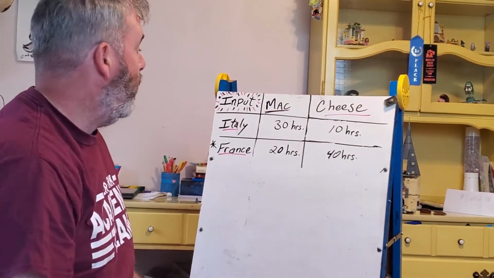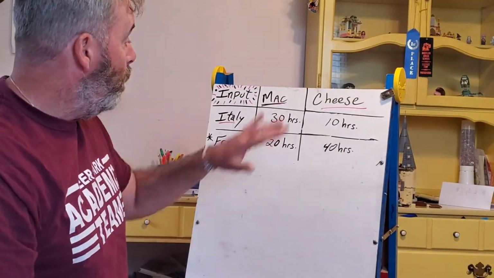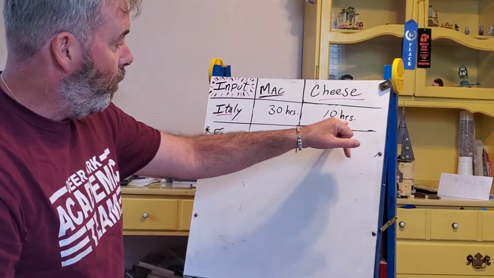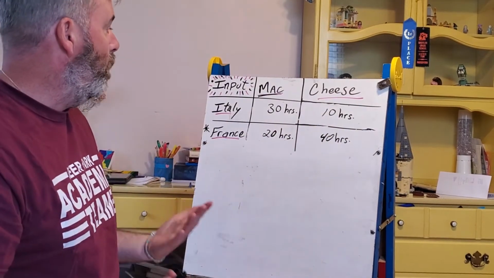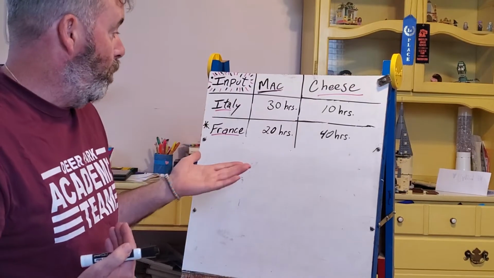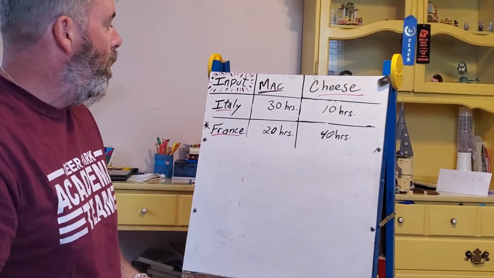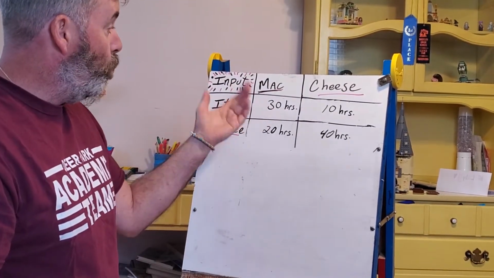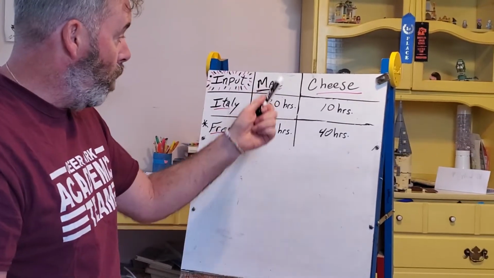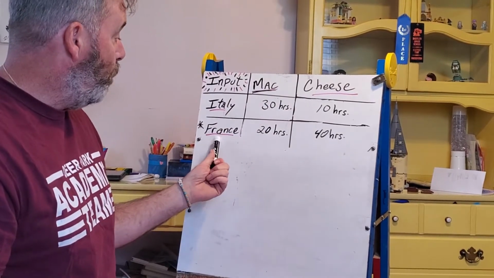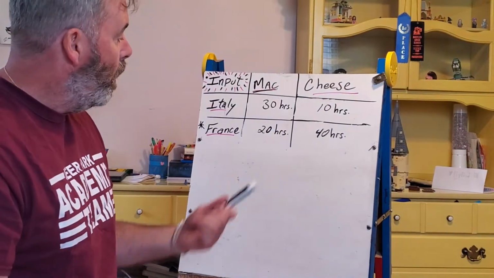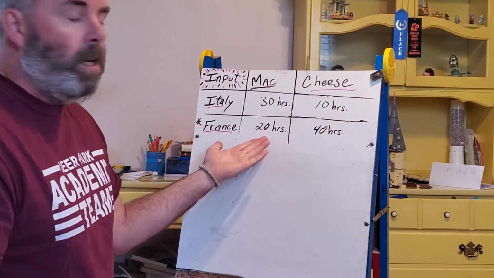Okay, welcome back everybody. Now we're going to do an input problem. The numbers are the same. I erased here at the bottom obviously, but what I did here for clarity, I put hours because in this case it's labor input. How many hours of labor does it take Italy to produce 1 unit of macaroni? And it takes Italy 30 hours to produce 1 unit of macaroni, whereby it takes France 20 hours to produce 1 unit of macaroni.